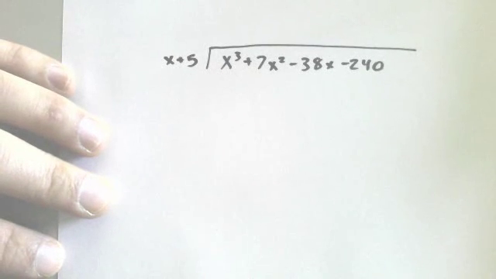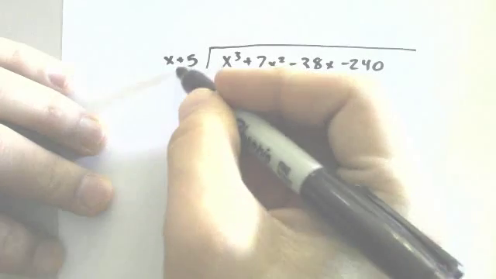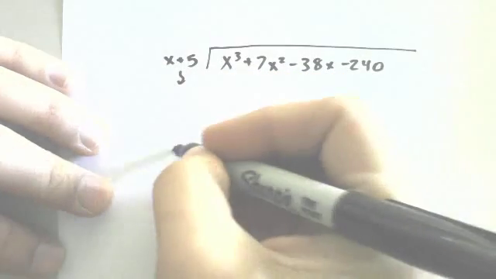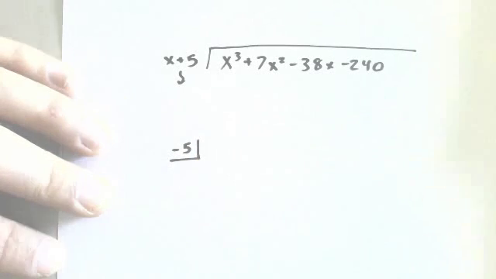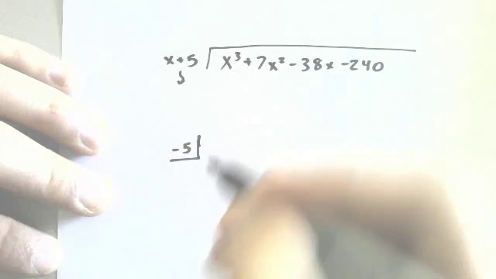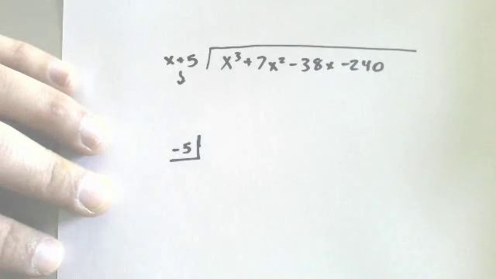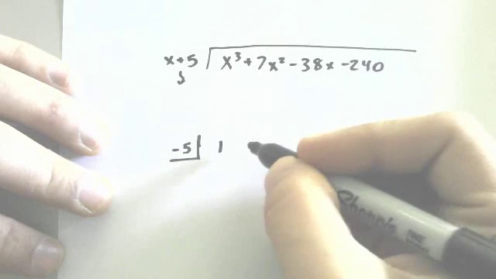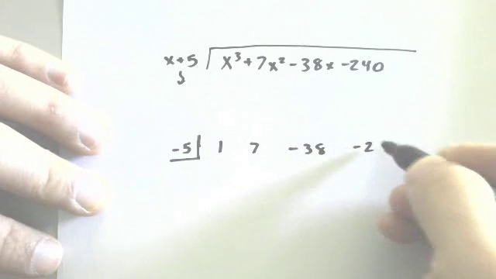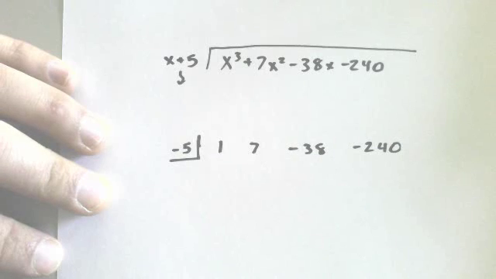So whatever we're dividing by, really we're looking at what is the root of x plus 5. Well, that's the solution, that's the root of negative 5. So I'm going to use the root in synthetic division. I put negative 5 into that little box, and then I put my coefficients next to it. 1, 7, negative 38, and negative 240. So I've dropped all of the variables, all of the exponents. I'm just looking at the numbers.